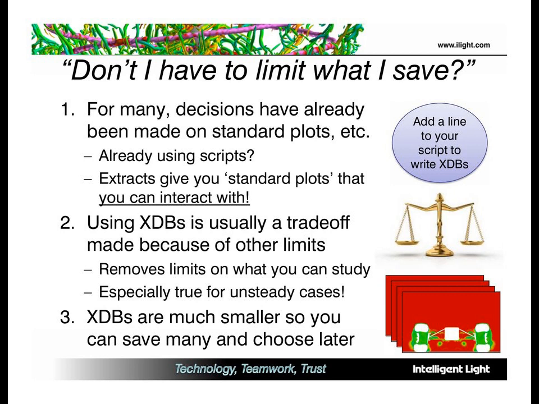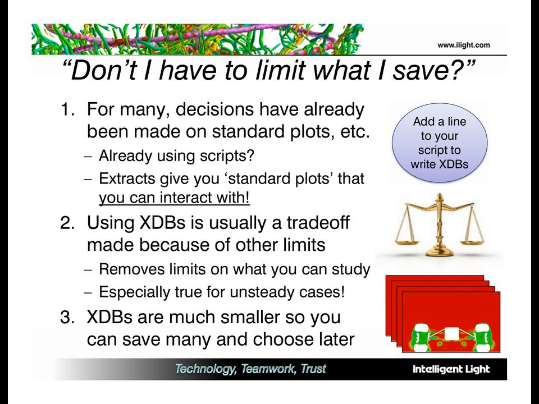Now, using XDBs is usually a trade-off. It's made because of other limits, right? We wouldn't be thinking about saving time or saving space unless it was an issue. So as we saw from our earlier survey, folks are limiting what they can study. If you can remove the limits of what you can study and do more work, perhaps it's a worthy trade-off to simply say, I'm going to focus on these isosurface of Q criteria, these cuts. Hey, I can have a choice of 10 or 20 variables. I can change that later at post-processing time. I'm not really that limited.